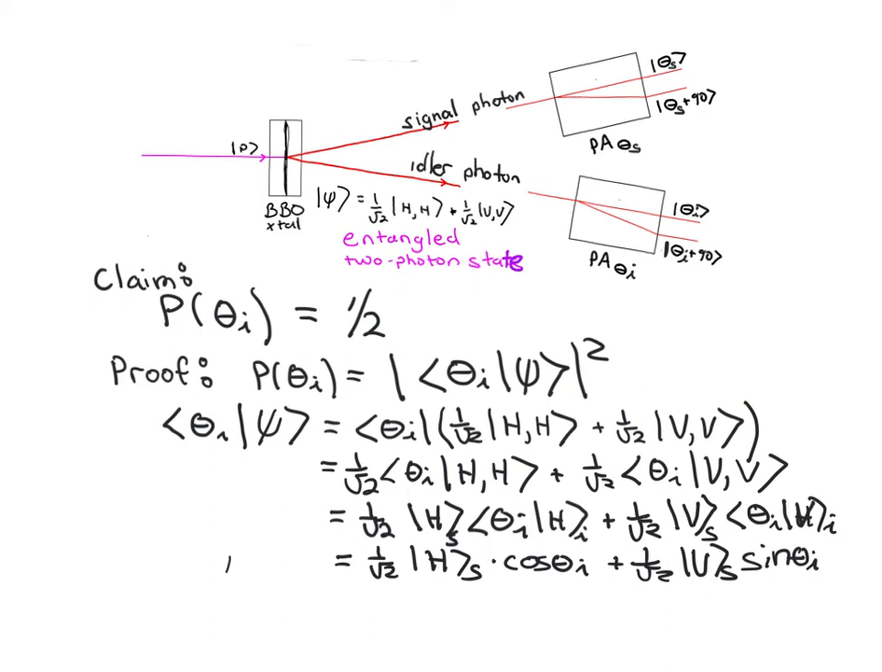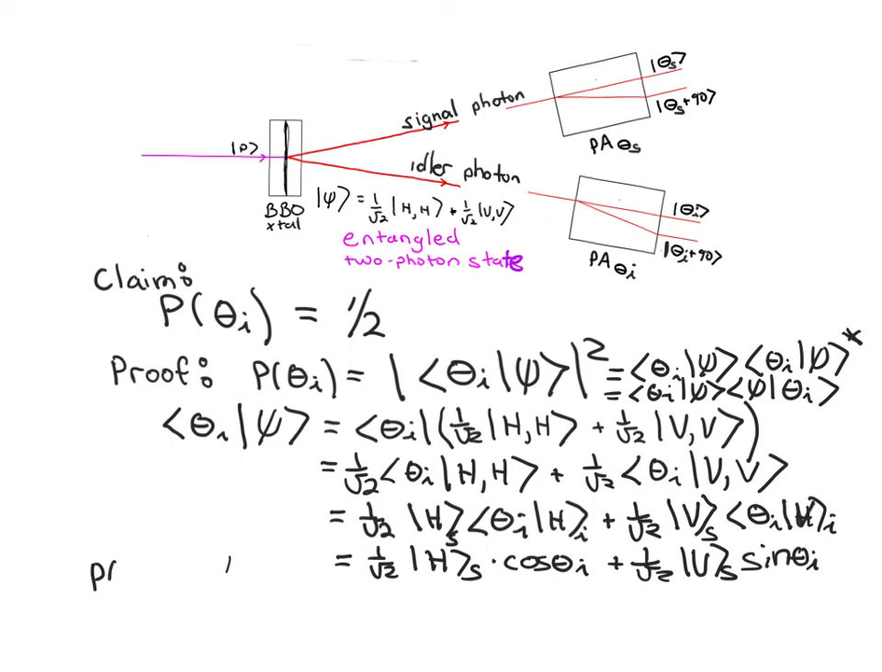Okay, and now when we go to calculate the probability, when we want to take the magnitude squared, one way to do that is to remember that the magnitude squared of a complex number is that inner product times the complex conjugate of the inner product, like so. And then I can rewrite this as theta sub I psi. And then taking the complex conjugate here, it's the same thing as reversing the bras and the kets.